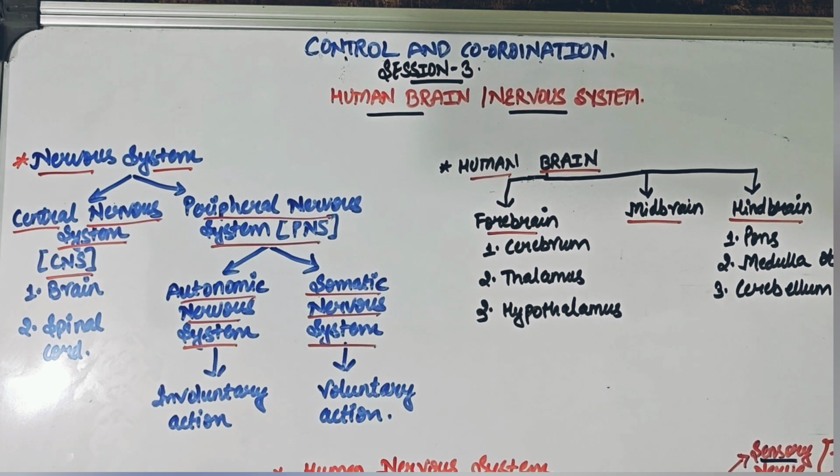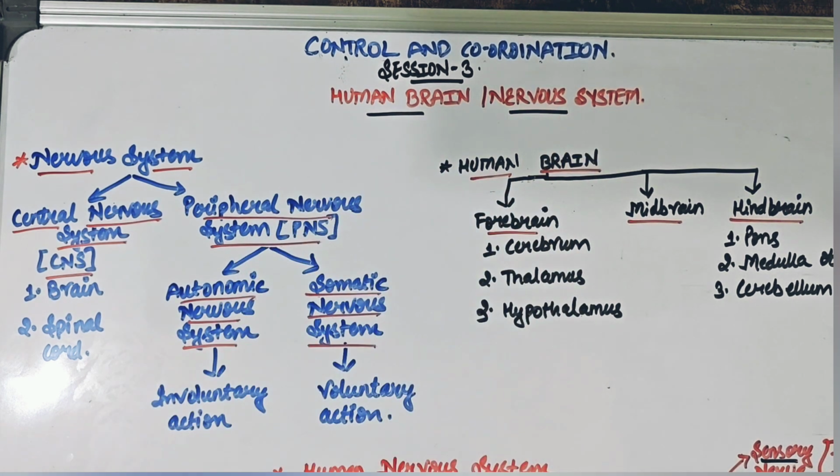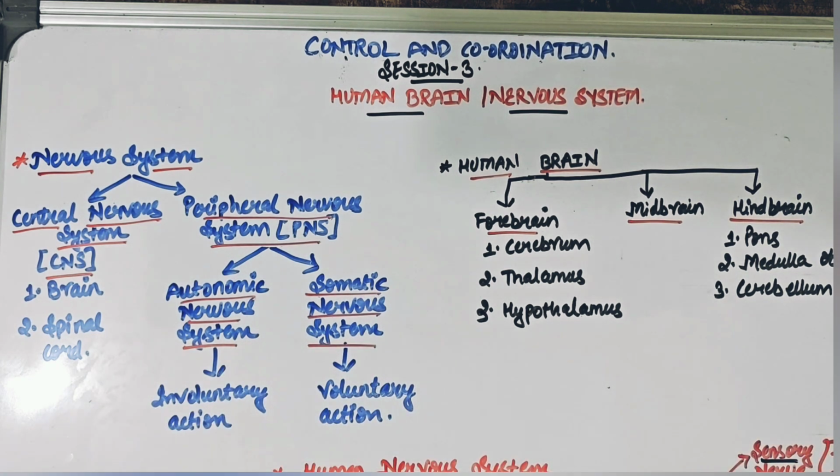So it's the third and very important session on the chapter Control and Coordination, and in today's video we are going to discuss the human brain and the human nervous system. So don't get confused with regards to all these flowcharts that you can draw here. This is the simplest way I will be explaining the human brain structure and the different types of nervous systems that we have in our body. So let's start with our video.